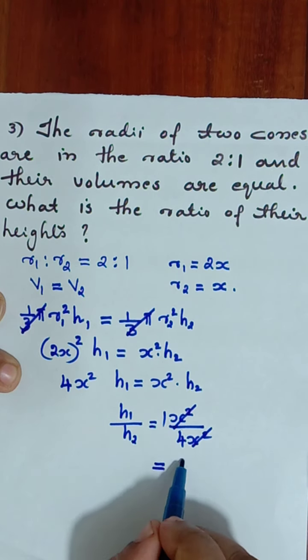Fifth question. A glass cylinder with a diameter 20 cm has water to a height of 9 cm. Diameter of the cylinder is given. D is equal to 20 cm. Therefore, R is equal to 10 cm. Height of the cylinder, H of cylinder is equal to 9 cm. It is better if you write all these values like this.